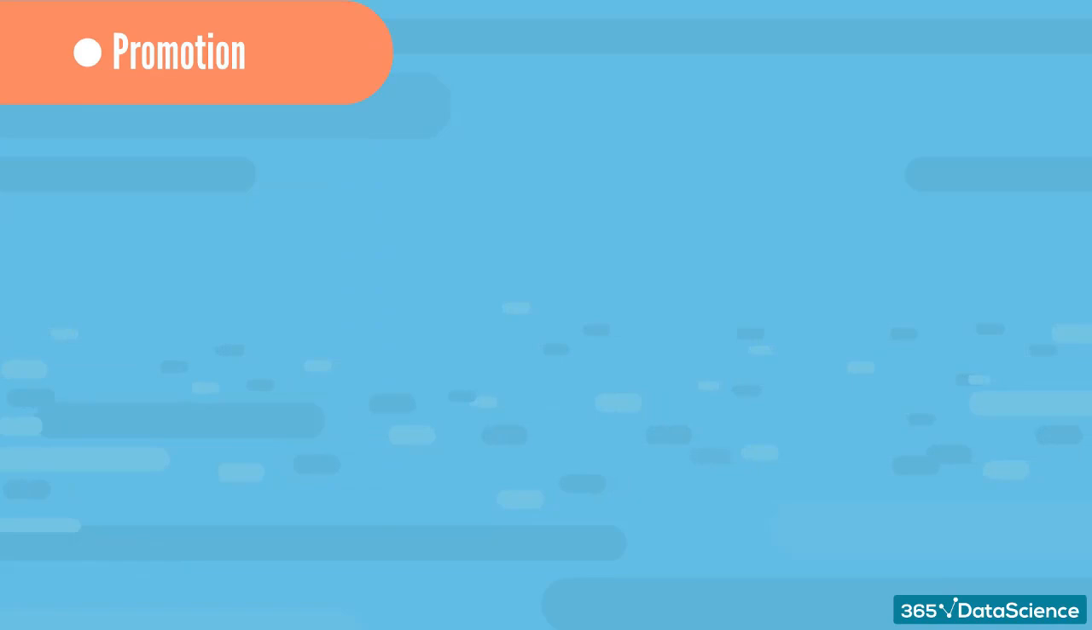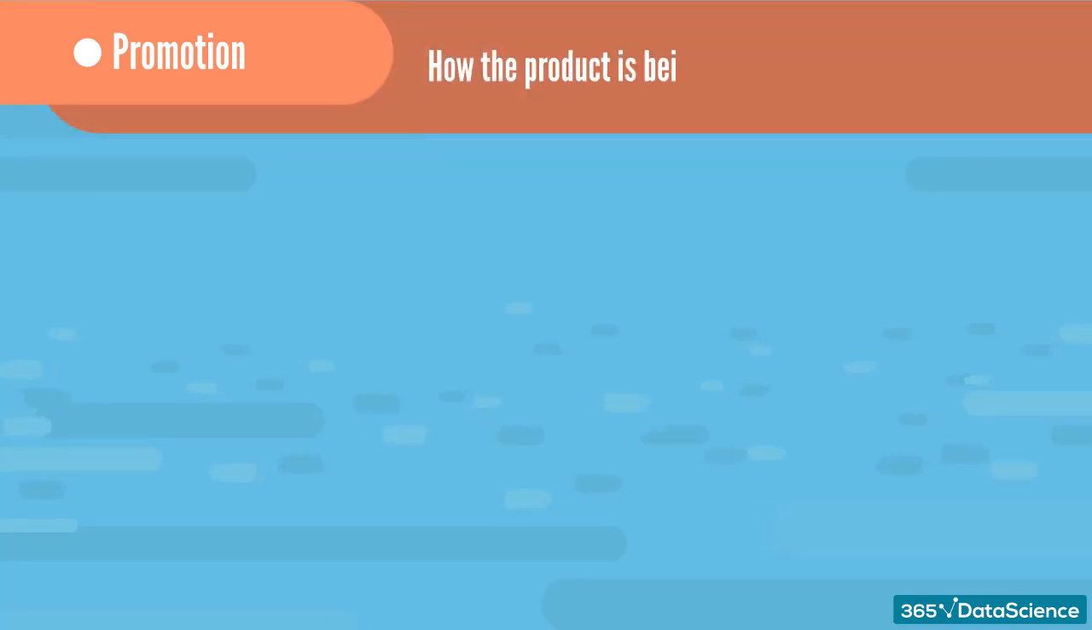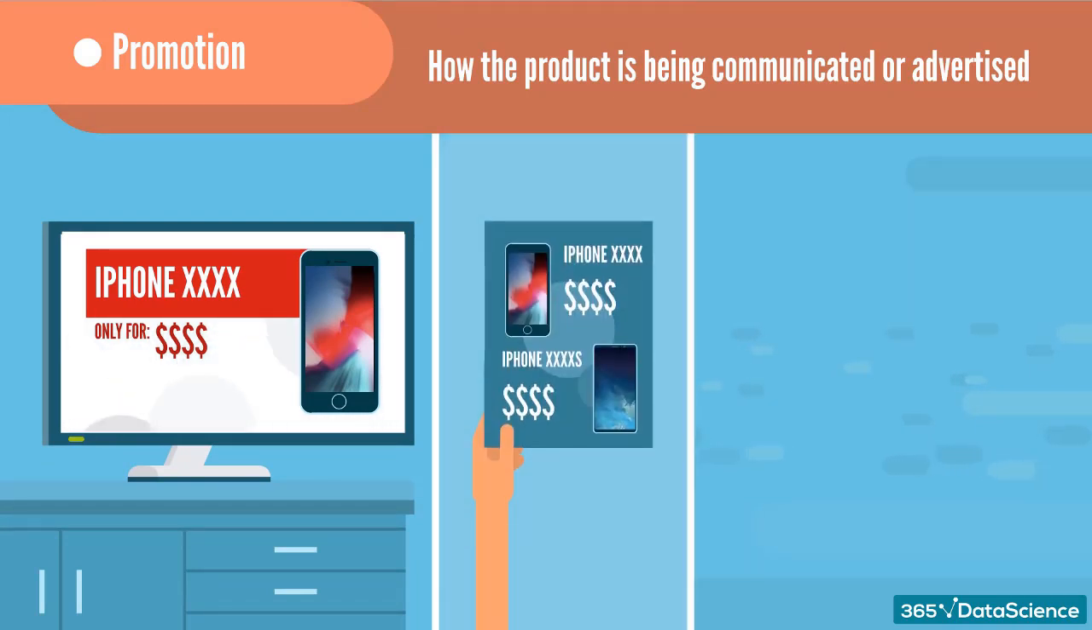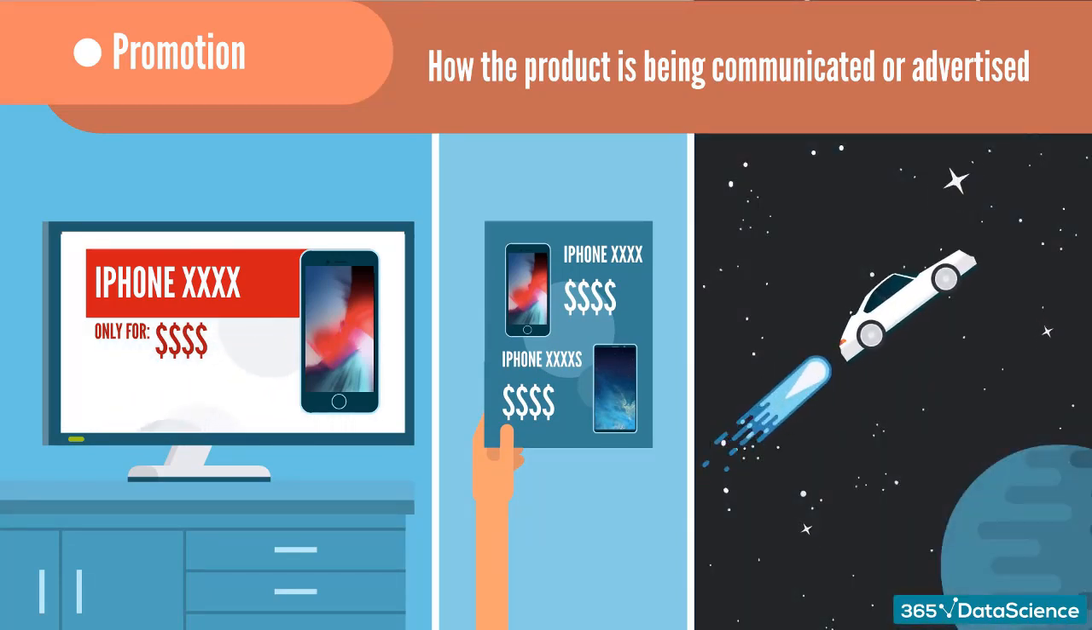When you think of a promotion, you probably imagine some discount. In fact, promotion is a much broader term. It refers to how the product is being communicated or advertised. For instance, a commercial on TV, even without a price reduction, is called a promotion. Handing out flyers on the street is also promotion. Sending a Tesla into outer space is also promotion.